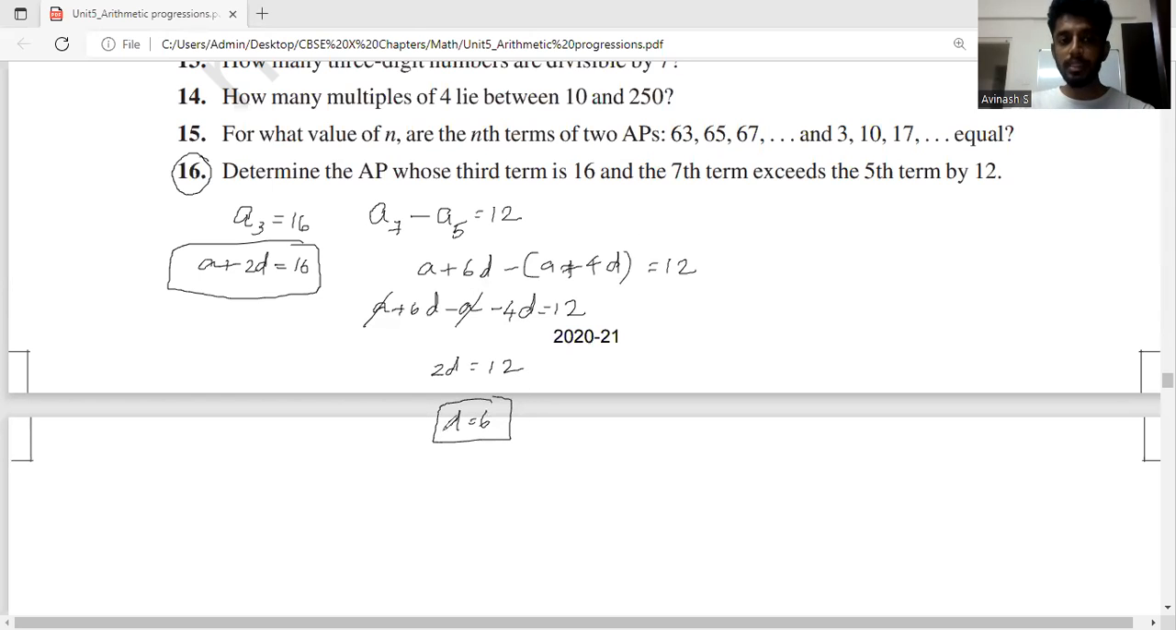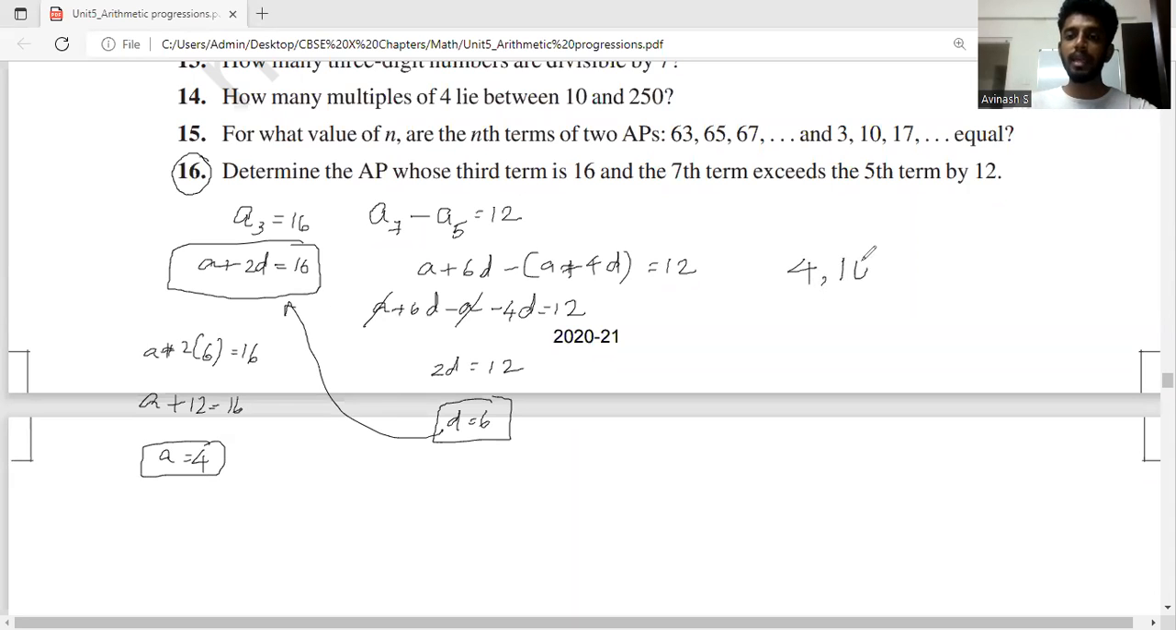Now we substitute this value of D in the first equation. So we get A plus 2 times 6 is equal to 16. We get A plus 12 is equal to 16 and therefore A is equal to 4. So we get A value as 4 and D value as 6. And finally, we know the first term is 4 and common difference is 6. So when we add 6, we get 10. Again, we add 6, we get 16 and so on. So this is the required AP.